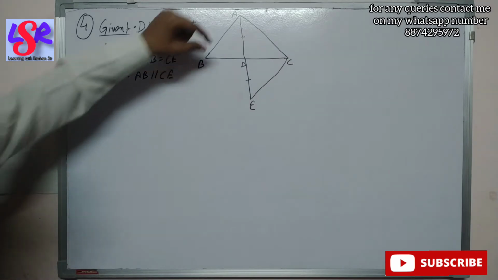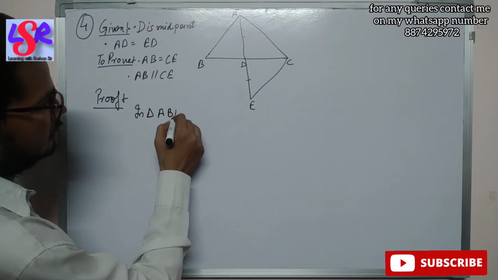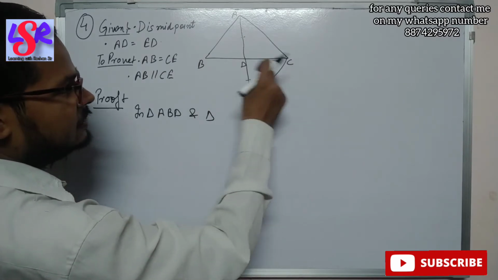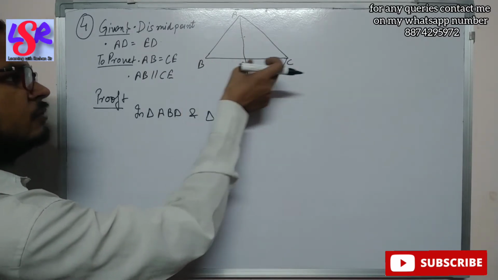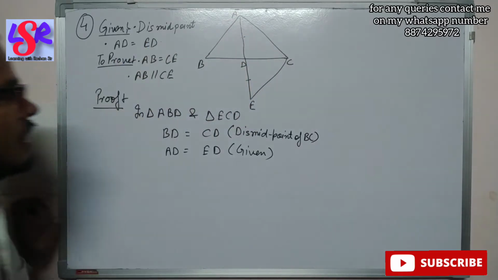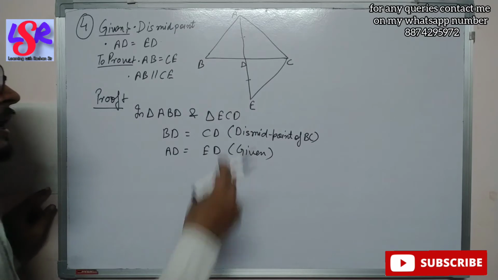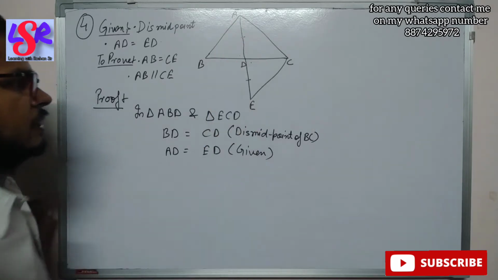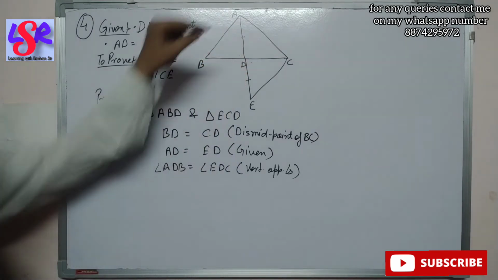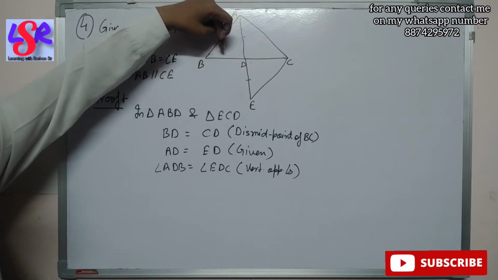So very first of all we are going to prove these two triangles congruent. So in triangle ABD and triangle, here we have taken ABD, this means it will be ECD. Now here we can take BD equals CD as it is the midpoint. Then AD equals ED, which is given to us. And the third thing we can take this angle equals this one as they both are vertically opposite angles. Now while proving them congruent, we have used this side and this angle. So it will be side, angle and side.